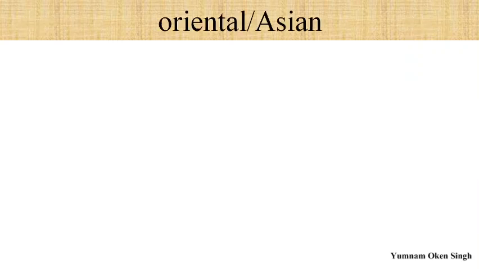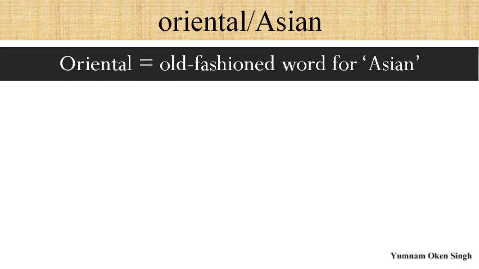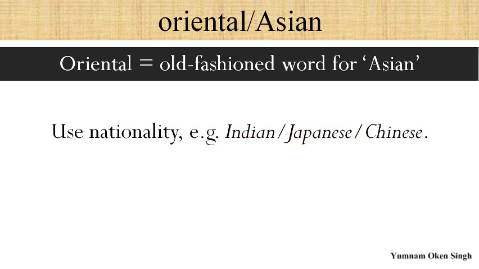Okay, let's see now. Oriental or Asian. What shall we use? Let's see. Oriental, actually it is an old-fashioned word for Asian. So old-fashioned word means we usually do not use it nowadays. So instead of that we can use our nationality, like Indian, Japanese, Chinese. Instead of using Asian or Oriental, which is old-fashioned, we can use direct nationality, a particular nation to which one belongs.